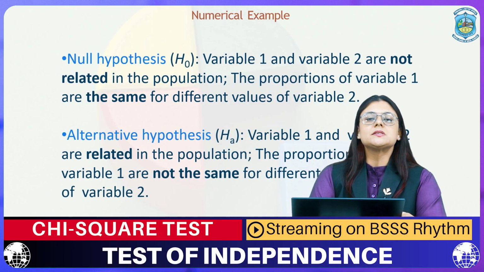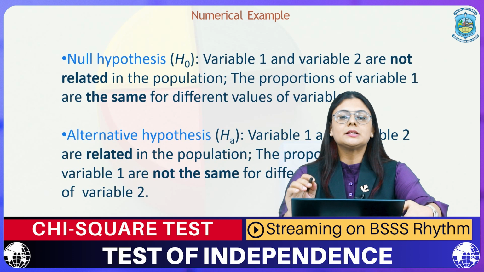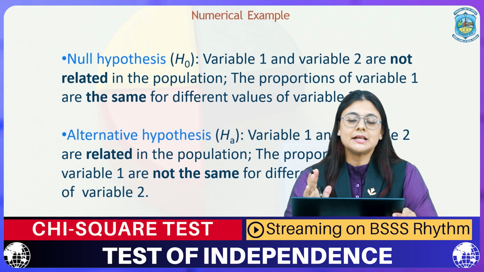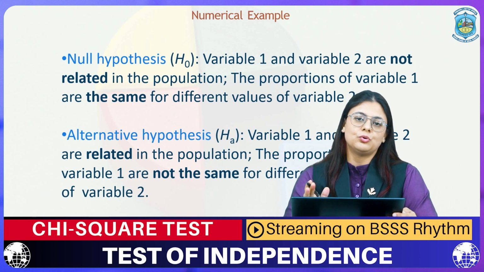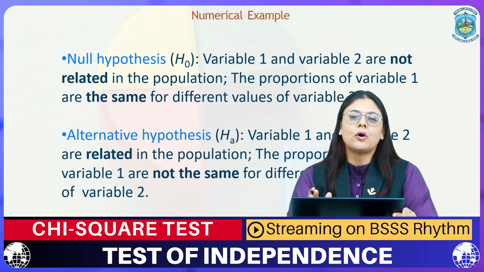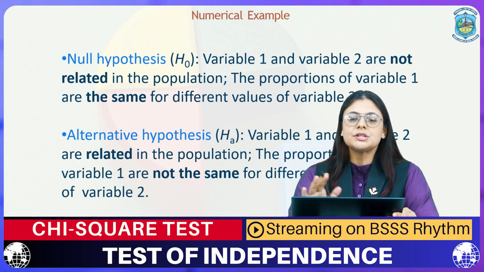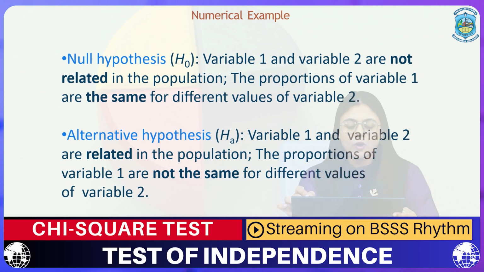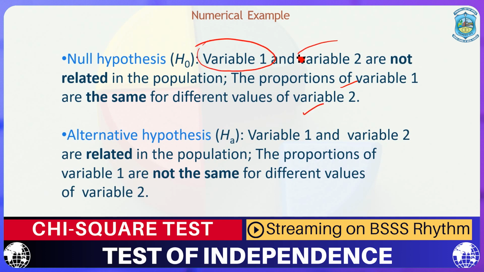Let us state the null hypothesis and the alternative hypothesis. Now, these two statements, if I may put it so, can act as a template for you in order to state your null hypothesis and the alternative hypothesis for the chi-square test of independence. You just have to replace the variables. So, if I may read this, variable 1 and 2 are not related in the population. The proportion of variable 1 are the same for the different values of the variable 2. So, that means here whatever variables are under test, you can just replace these two variables and formulate your null hypothesis.